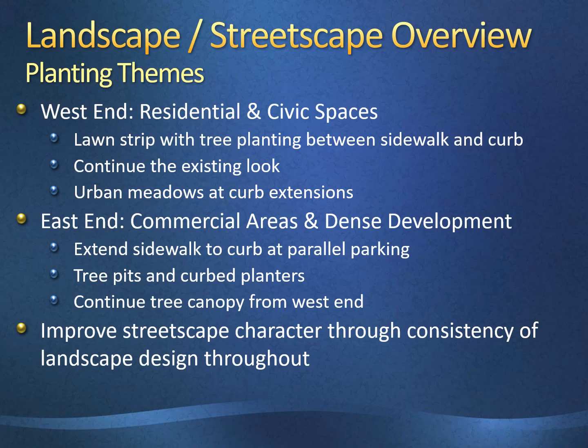Maintaining the experience of the corridor and enhancing that experience are the core of the landscape goals for this project. The existing site is defined by two general landscape conditions that vary between the west end and the east end. The west end is predominantly residential with civic spaces intertwined. There is a lawn strip with tree planting between the sidewalk and the curb, and we want to continue that existing look. Urban meadows are proposed at curb extensions.